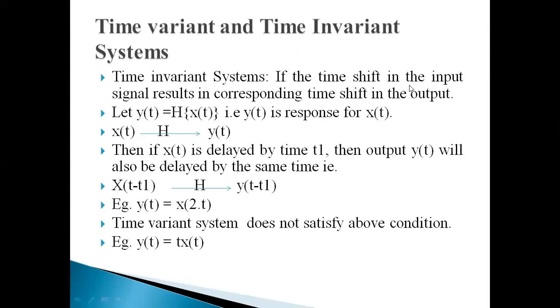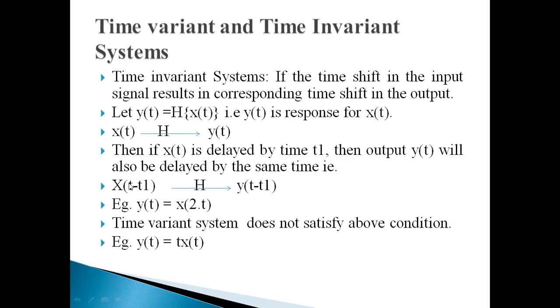Time invariant systems: if the time shift in the input signal results in a corresponding time shift in the output, then that system will be called a time invariant system. So let y of t be the response for x of t. So x of t is the input, it is applied to the system and it will give the output y of t. Then if x of t is delayed by time t1, that is, if we make the changes in the input, then output y of t will also be delayed by the same time, that is, we will get the output y of t minus t1.